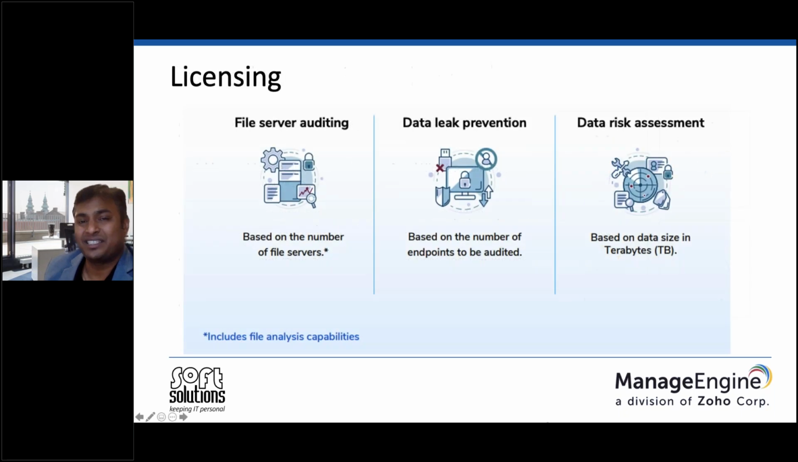Sweet. And the licensing model is pretty straightforward. File server auditing includes file analysis capacity, but the way it gets licensed is slightly different. Then the data leak prevention model comes in based on the number of endpoints that need to be audited, so that if anything happens to that audited device, it gets tracked. But if an unaudited device is introduced and used, that's something an organization needs to take care of, and have all their endpoints monitored as well.